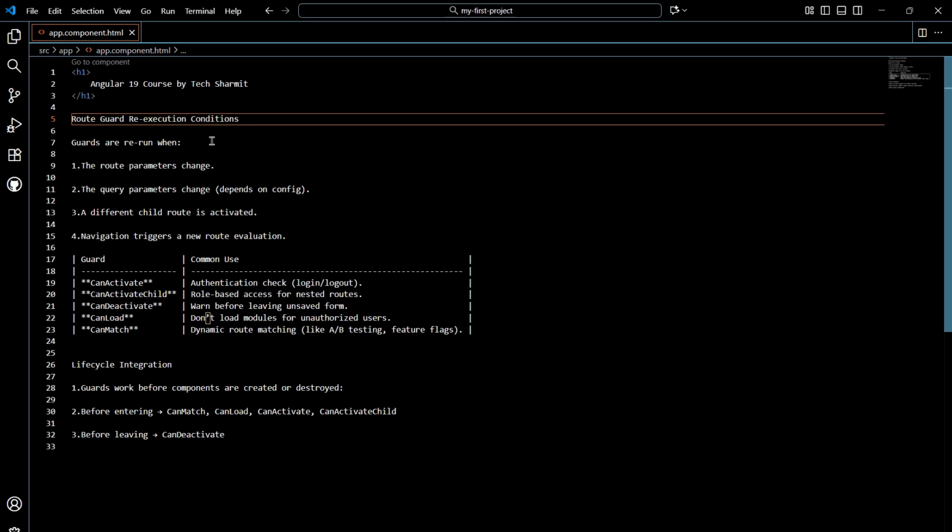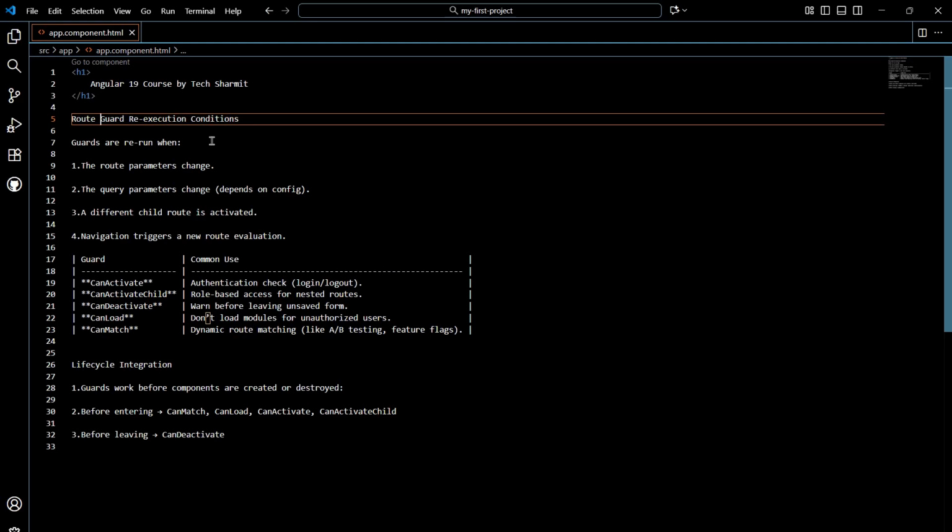The fourth point is navigation triggers a new route evaluation. So whenever a navigation triggers a new route evaluation, in that situation also the route guard will be re-executed. So far we discussed 4 points, or I would say 4 conditions in which it will re-execute the route guards. The first is whenever there is a change in route parameters.